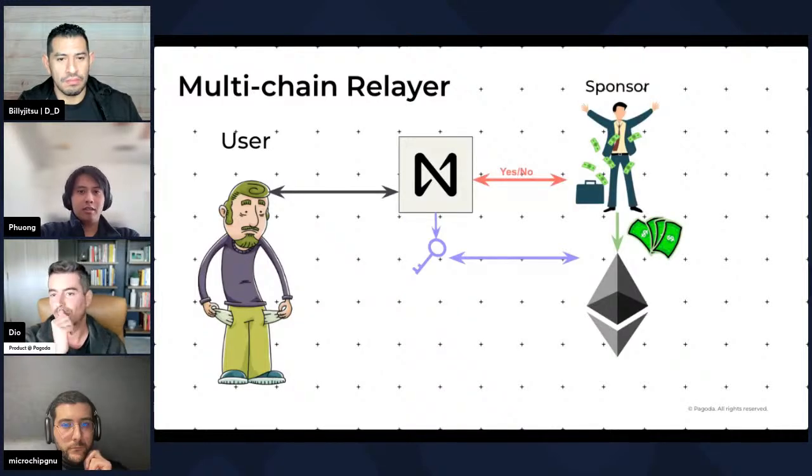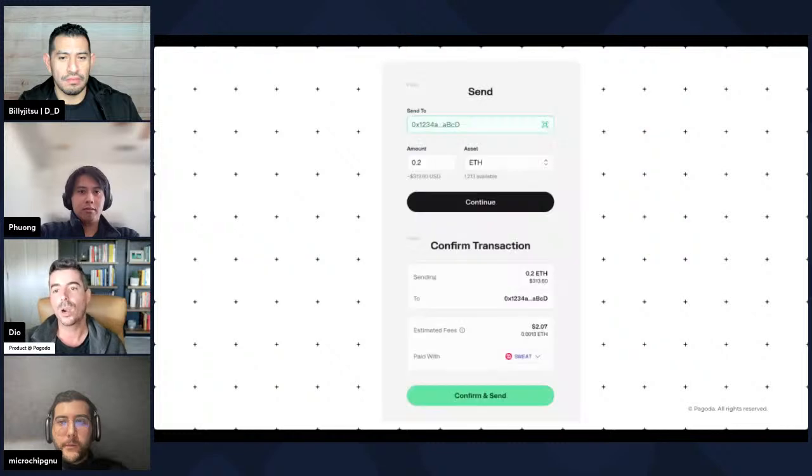What the multi-chain relayer does is remove that need to have the native token. You can have a sponsor that just sponsors some of the core transactions that you can complete on those chains, and that means you don't have to spend any money. Or the other way to use the relayer, which is also something we're developing with Sweat first, is that you can pay for transactions on other chains using the tokens you already hold on Near.